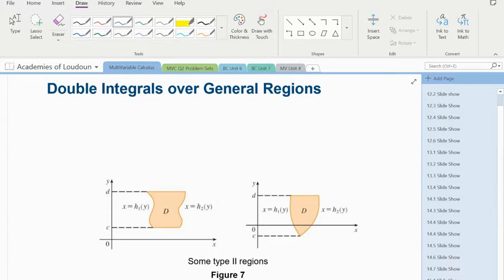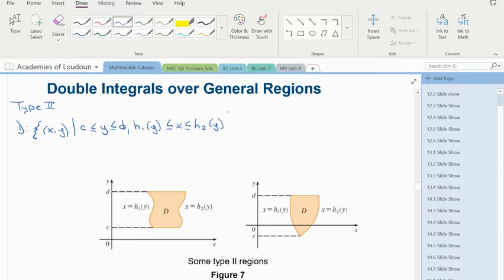We can also consider plane regions of type 2, which can be expressed as where D is defined as the set of (x, y) such that y is between c and d, and x is between some function h sub 1 of y and h sub 2 of y, where h1 and h2 are continuous. Two such regions are illustrated as shown in Figure 7.